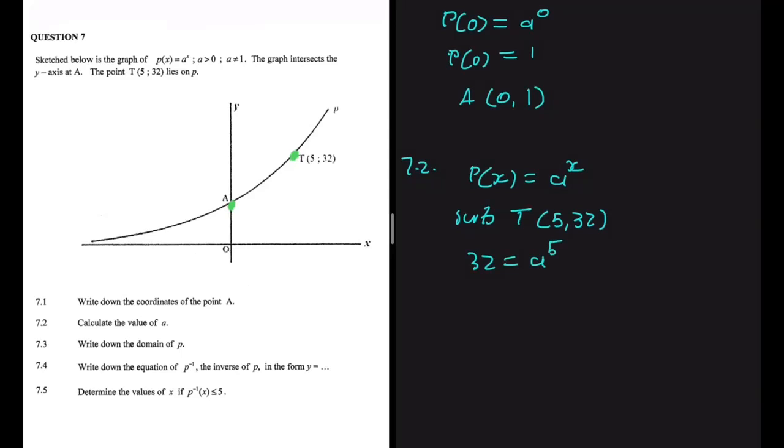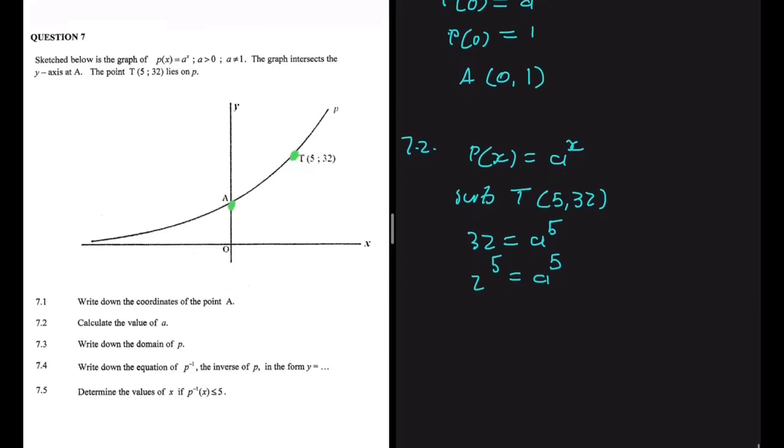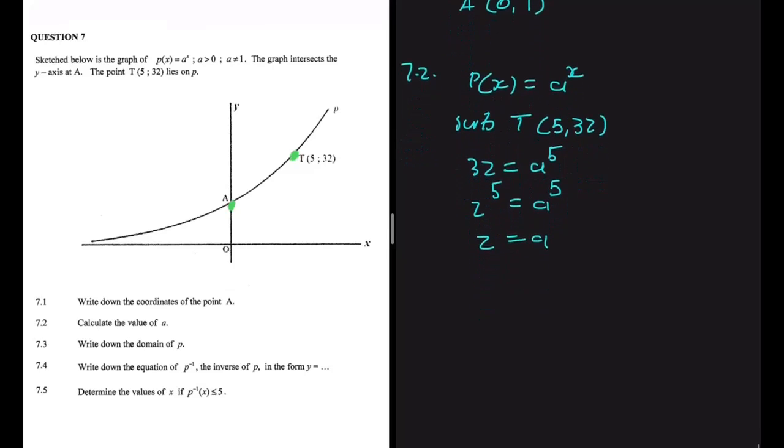So let's write 32 with the base of 2 and the power of 5. So we're going to have 2 to the power of 5 being equal to a to the power of 5. 2 to the power of 5 is just 32. So we can drop the exponents and equate the bases. If we do that, we get 2 is equal to a. And then now we know that p of x is equal to 2 to the power x, and we have determined the value of a.